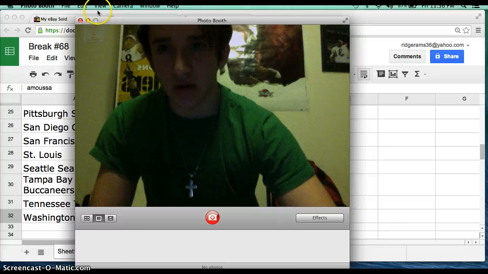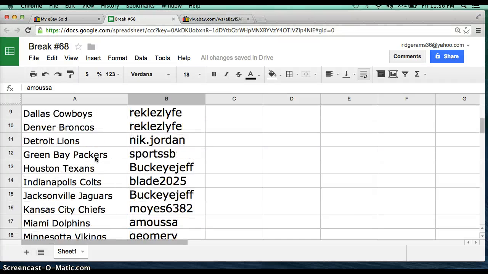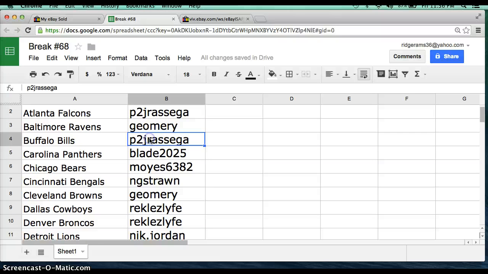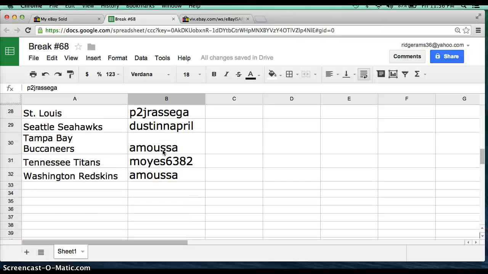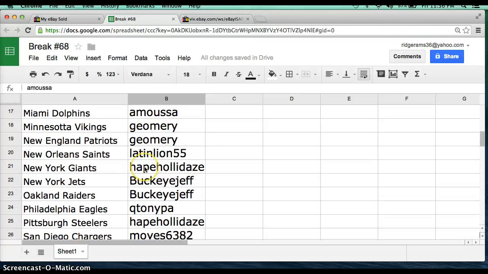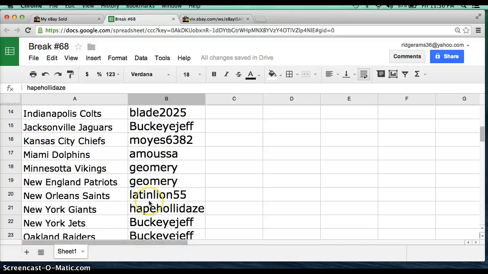Alright guys, let's see, I'll say who has what. So the TJ Graham auto will be going to P2J. The Warren Sapp will be going to Tampa Bay Buccaneers, Amusa. The Antonio Brown out of 499 will be going to Hape Holidays. And the Drew Brees out of 499 will be going to Latin Lion 55.